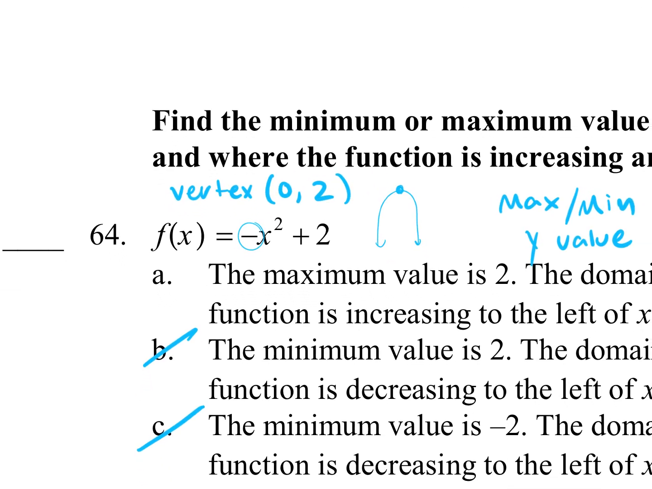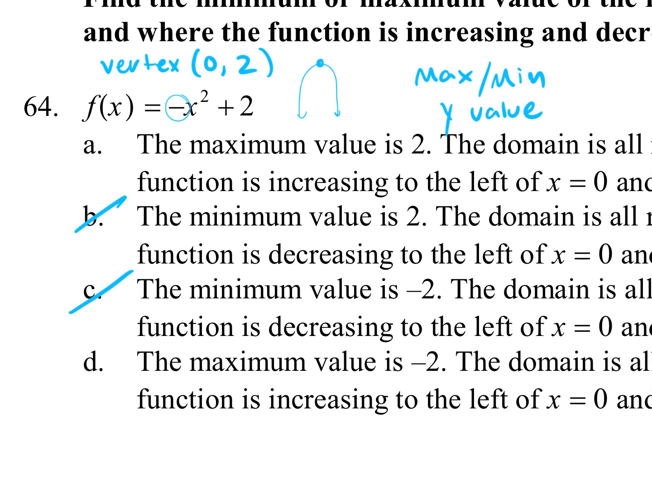So what's my y? Positive 2 or negative 2? Positive 2. So my answer choice would be A. I have a maximum value at 2. I don't even need to read the rest of it because I'm already confident that it's a maximum and it's at my y, which is 2.